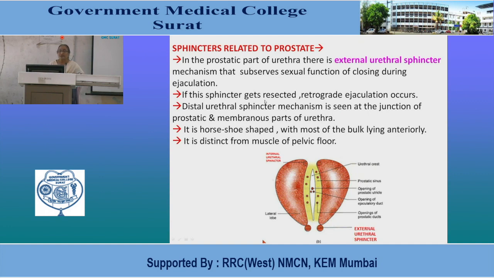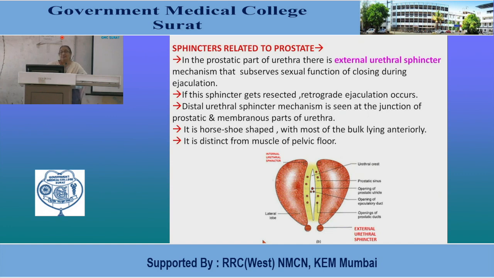If this sphincter gets resected, retrograde ejaculation occurs. Now distal to the urethral sphincter mechanism, seen at the junction of the prostatic and the membranous part of the urethra. The male urethra gives rise to 3 parts: prostatic part, membranous part and penile part of the urethra. So the distal urethral sphincter mechanism is seen at the junction of the prostatic and the membranous part of the urethra.